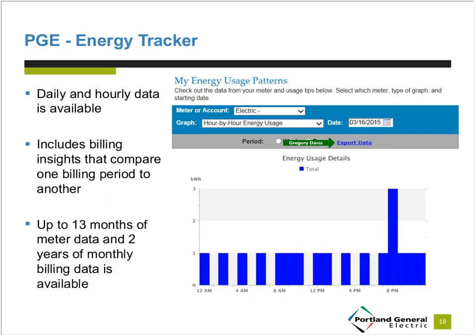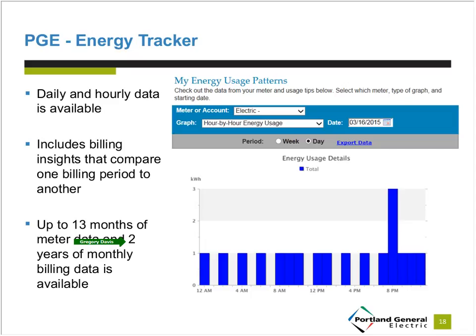And not only can you get to interval data here where you're looking at electrical usage, you can also get up to 2 years of billing data as well. So you can get 13 months of meter data or interval data, and you can get up to 2 years of your monthly billing data. So if you're starting a spreadsheet and you want to get some historical data, you don't have to hunt for all the old bills. You might be able to go to Energy Tracker and just pull up that data.